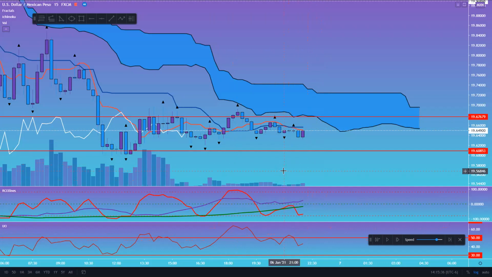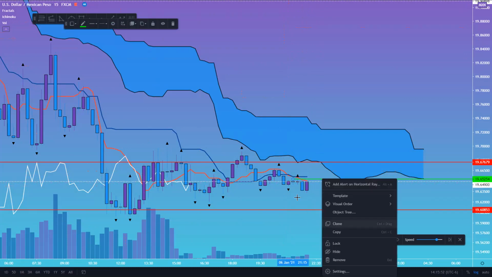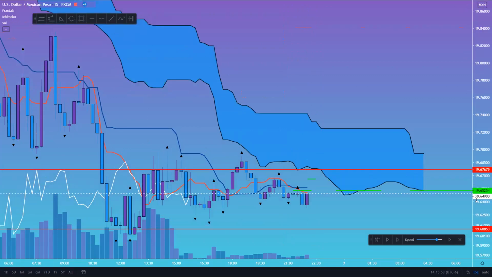But in this case, what you're going to do, you'll want to trade the fractal. All right. And you're going to want to wait for price to break that fractal level and close above it. So this will be your entry. All right. So right there's your entry. Another reason why this will be your entry, you had a price action right here.